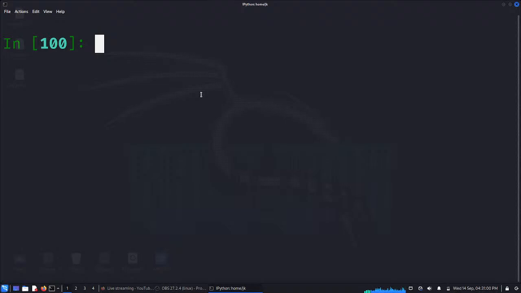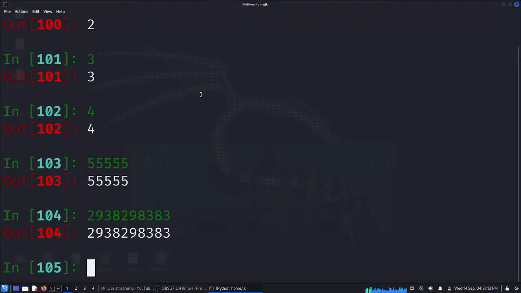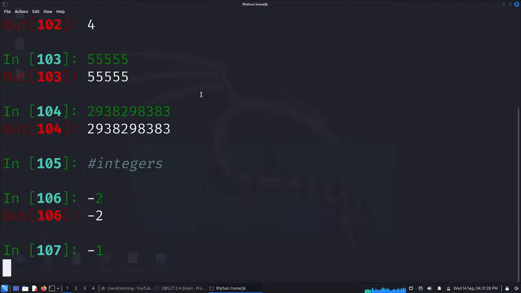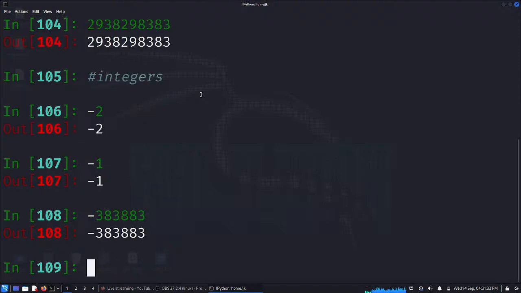So let's do it. We have numbers, right? Integers 2, 3, or I can say 4. All these numbers that we use, these are the integers. Of course you can also have negative integers like -1, and you can have negative integers as well.